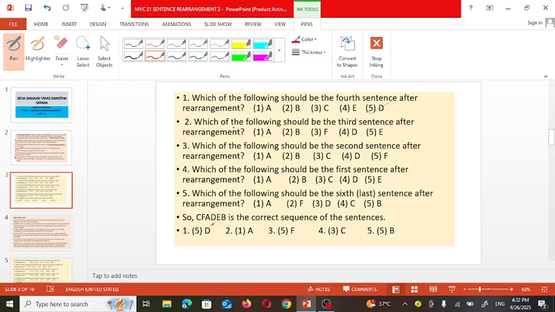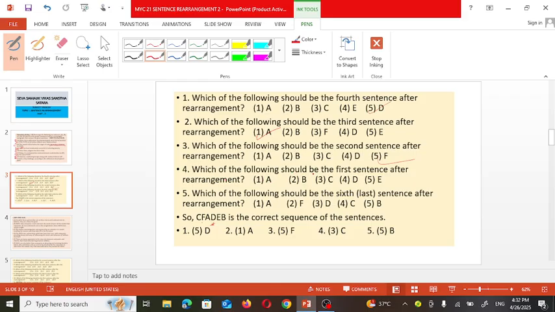D. Then which of the following should be the third sentence? The third sentence can be A. So A option is given for 1. Which of the following should be the second sentence in this sequence? F will be the second sentence. So F option is given for 5.